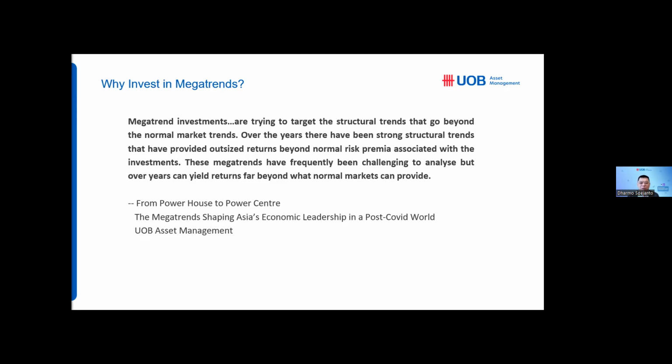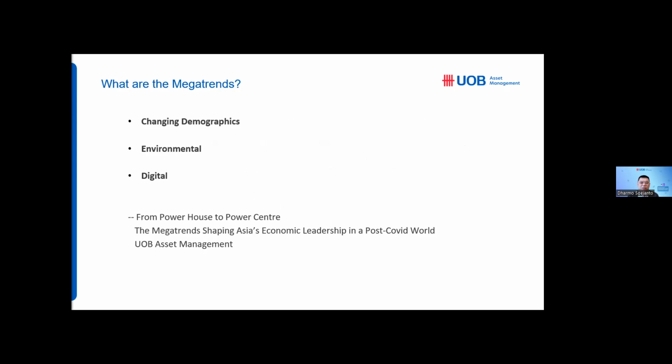Our megatrend investment is based on a report that UOBAM produced called From Powerhouse to Power Center, produced in March last year. After COVID, we think these trends are gradually shaping what will drive markets and society in the next few decades. We've identified 3 trends. The first is changing demographics. We all know that in a lot of places society is aging, whether in Singapore, or Japan, which is the poster boy of an aging society. Even in countries like China, it is aging very rapidly.